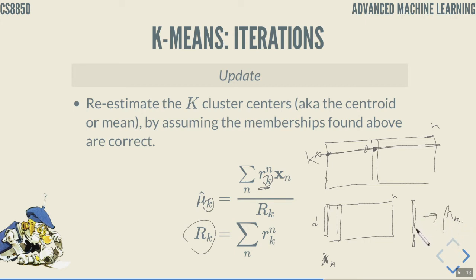And what the row of this responsibility matrix will do, since those are binary, is it will only pick those columns that correspond to non-zero elements of the responsibilities and sum them up. Then we'll need to normalize by R still, and we'll get mu sub k. That is the update step.